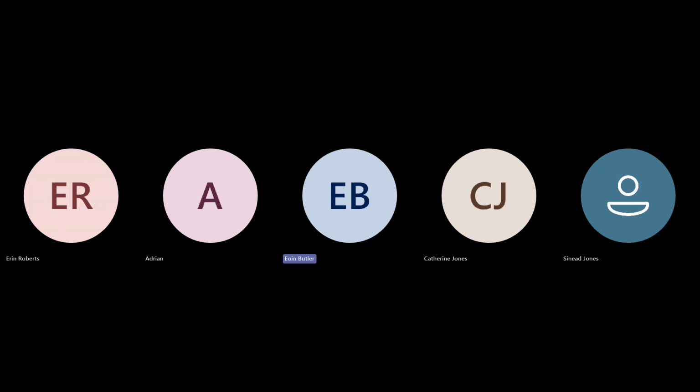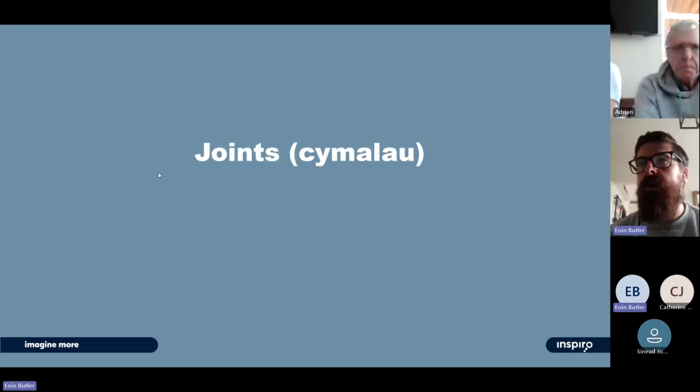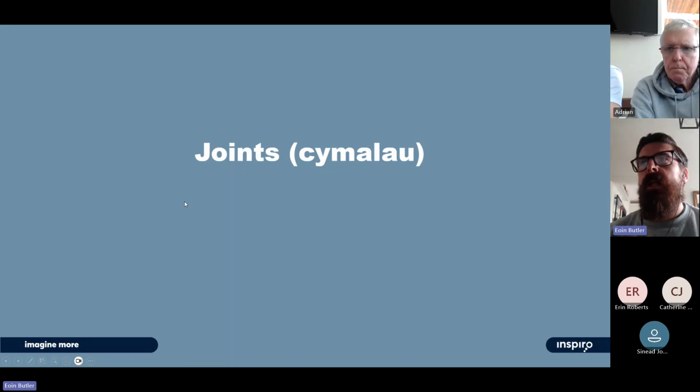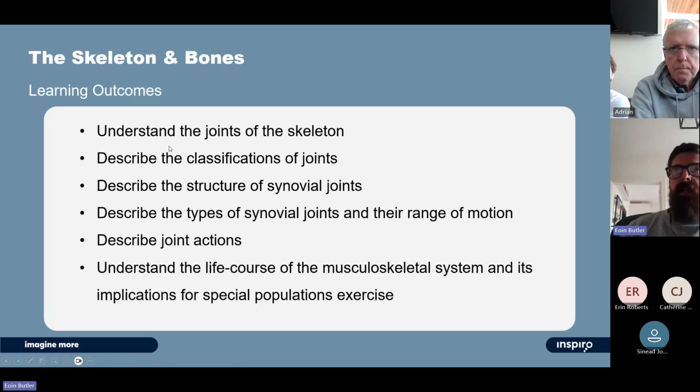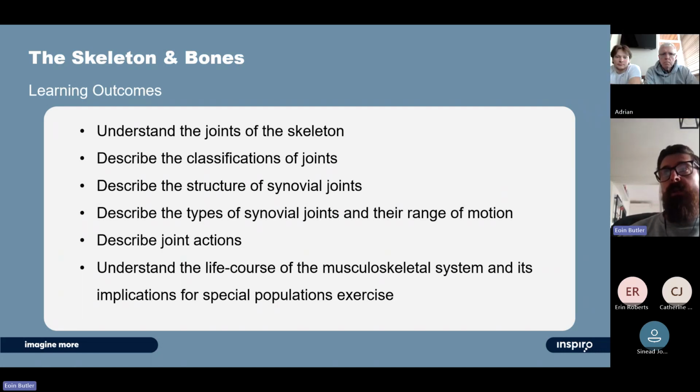Right, so starting off with this section on joints. Just to run through what we're going to look at in this section: we're going to understand the joints of the skeleton. We'll describe the classifications of joints. Then we'll look in detail at the structure of a synovial joint. We'll describe the types of synovial joints and their range of motion. Then we're going to look at joint actions, and at the end we're going to look at the life course of the musculoskeletal system and its implications for special populations and exercise.